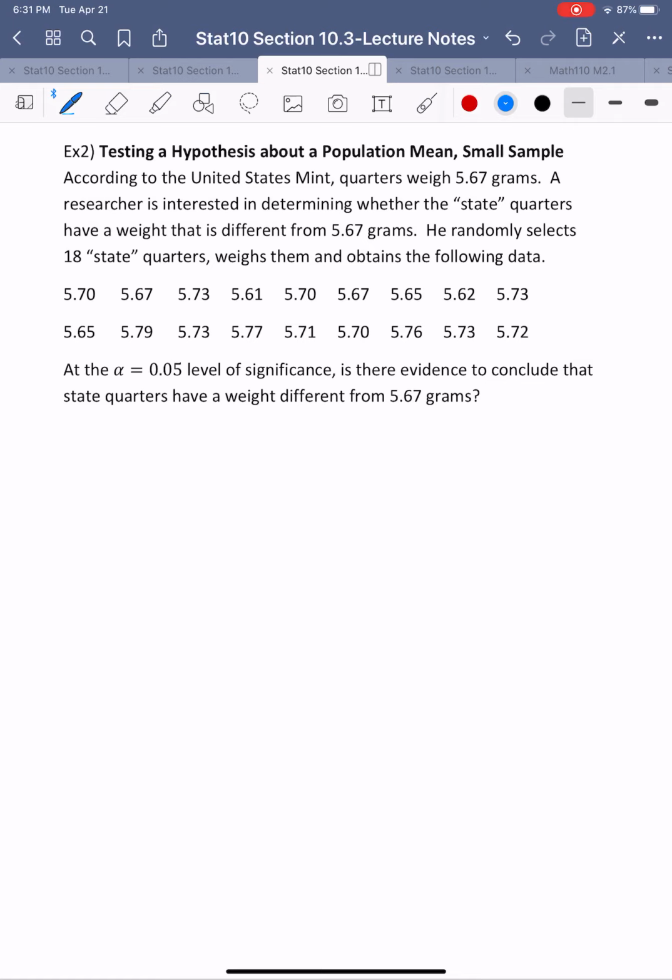So step 1, H sub 0, which is the null hypothesis, mu is going to be 5.67, versus the alternative hypothesis, mu is not equal to 5.67. So when you say that, it's right here. And then step 2, we need to find the level of significance, which is 0.05, okay? That's what we need.